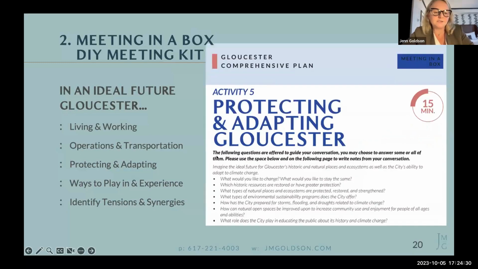All right, and then this is just another example. I pulled out activity 5 in this tool, which is protecting and adapting Gloucester.